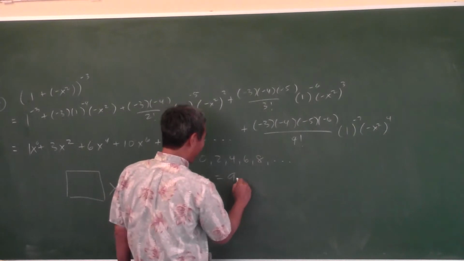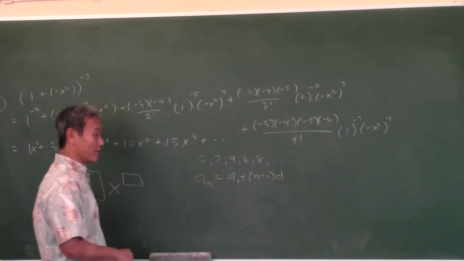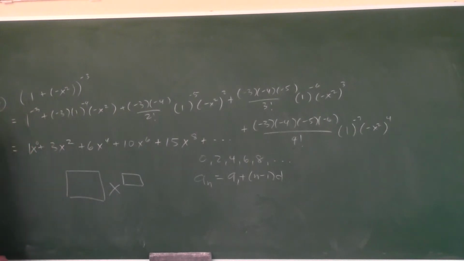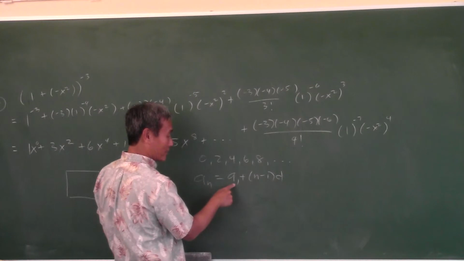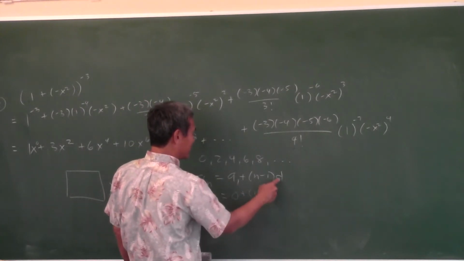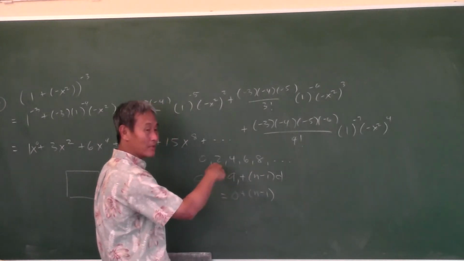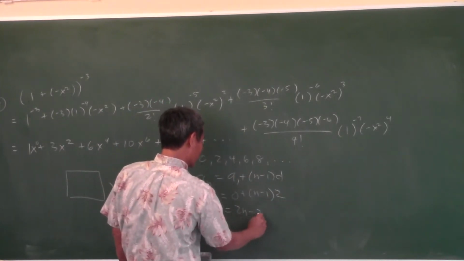Okay, does this formula look familiar? This is the formula for an arithmetic sequence. For this one, what's the first term? a1 is the first term. 0 plus n minus 1 times d. d is the common difference, the number you keep adding every time. 2. Simplify, 2n minus 2.